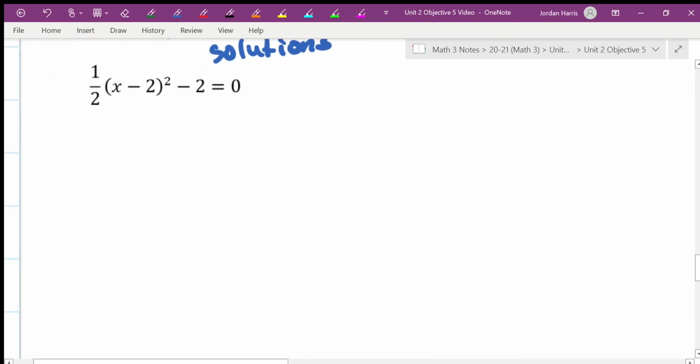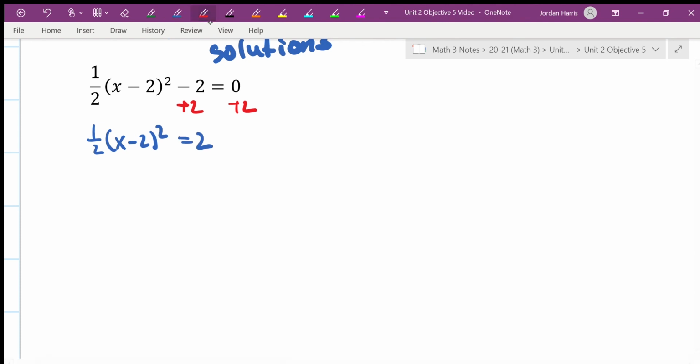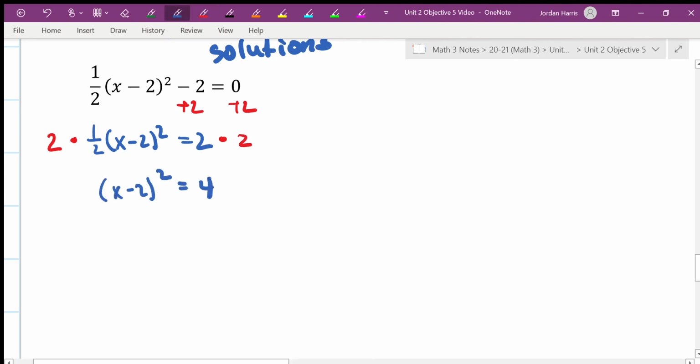Oh, I have one more. Plus 2, get the squared thing by itself. Okay, hopefully you are getting better at dealing with fractions. Multiply both sides by the reciprocal. The reciprocal of 1/2 is 2 over 1. 2 divided by 1 is 2. So I end up with x minus 2 squared equals 4.